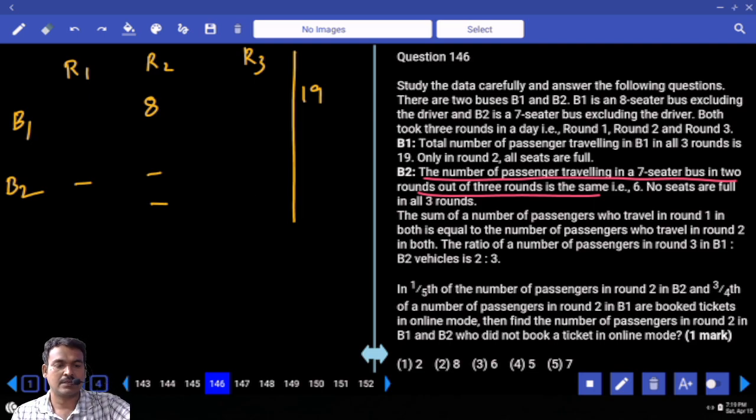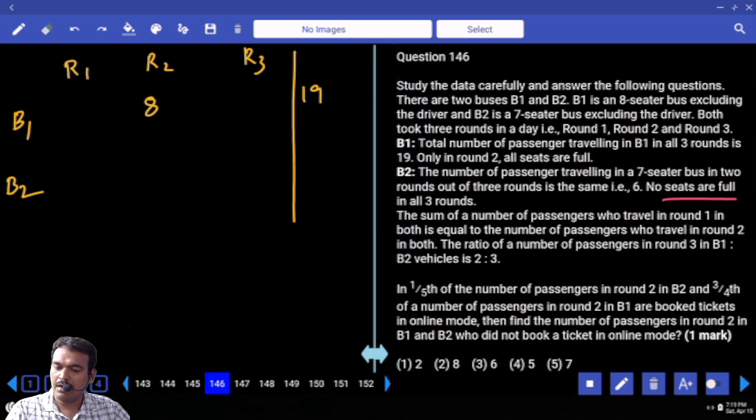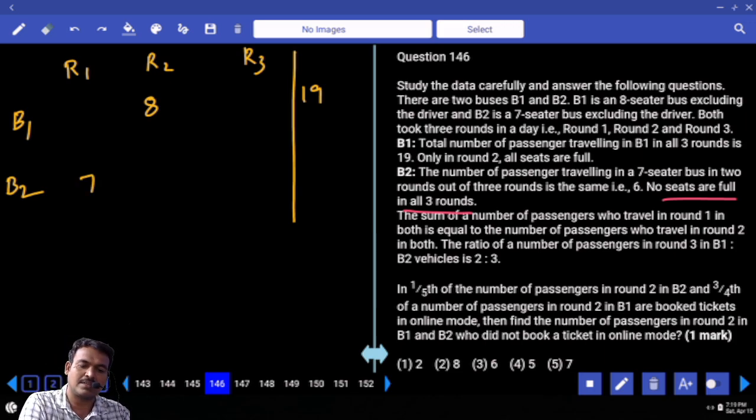Okay. Next, what is the next point? No seats are full in all the 3 rounds. Means there is no full value. Here not 7, and here also not 7. Means all the 3 values are less than 7 or more than 7? Less than 7. But out of 3 values, 2 values must be equal or not?